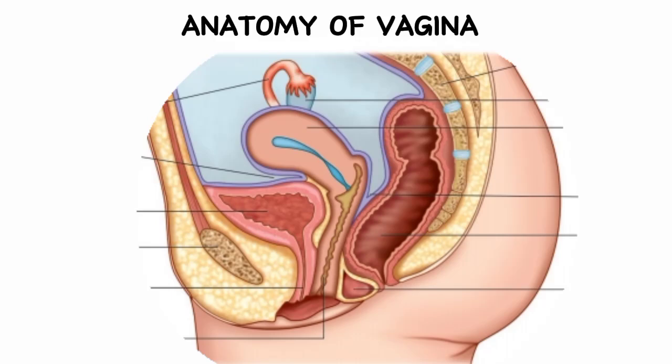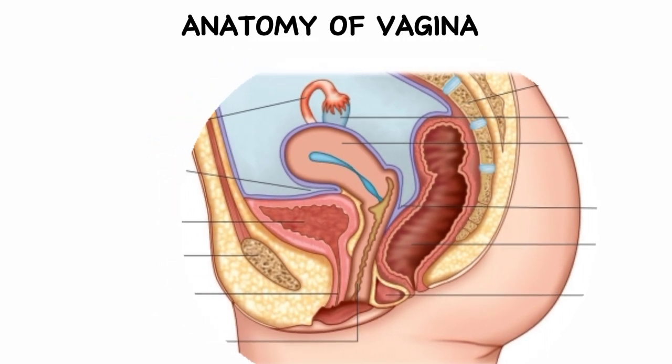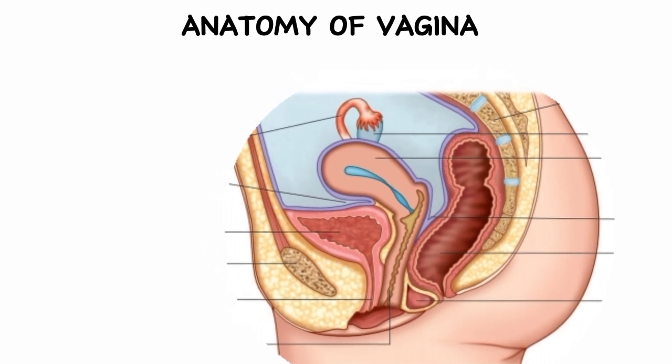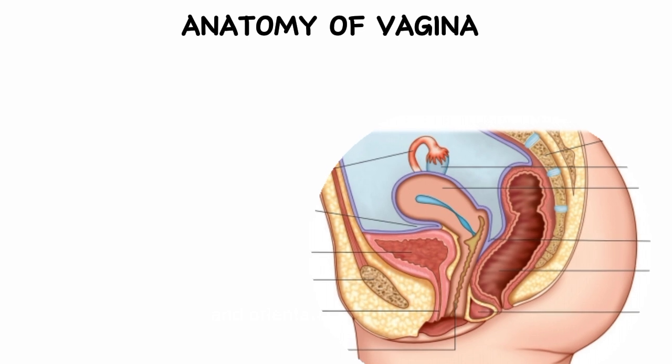Anatomy of the vagina. Today, we'll be discussing the anatomy and functional aspects of the vagina, an essential component of the female reproductive system. This structure plays multiple vital roles not just in reproduction, but also in excretion and physiological interaction with adjacent pelvic organs.